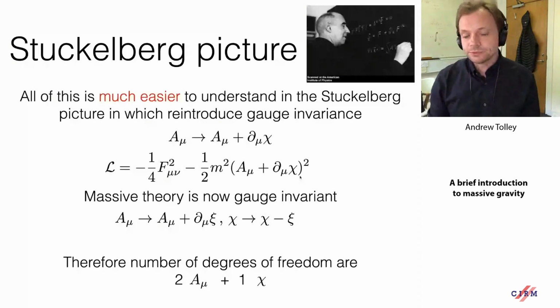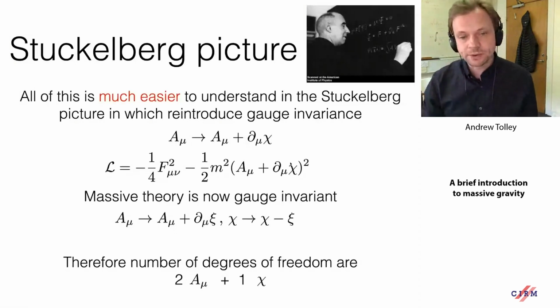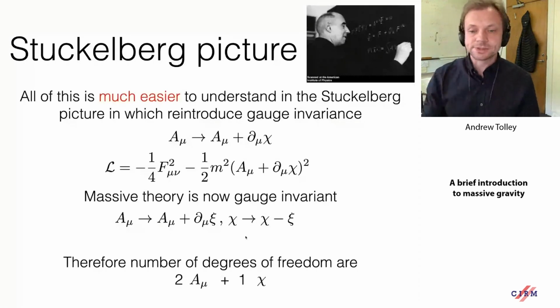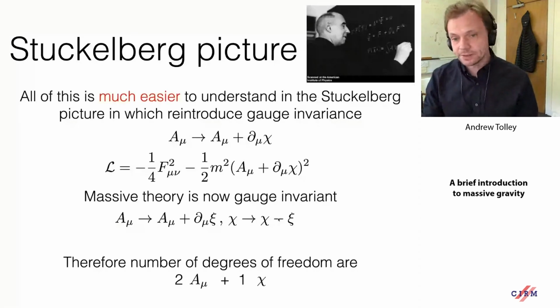Then you recover a gauge symmetry, because now it's clear if I take that action, I can then shift A_mu by d_mu times a gauge parameter and shift the Stuckelberg field by the compensating gauge transformation in the opposite direction. And then this term will now automatically be gauge invariant, because the minus sign from this will cancel the plus sign from that, and this anyway is gauge invariant. And now the counting is very simple.